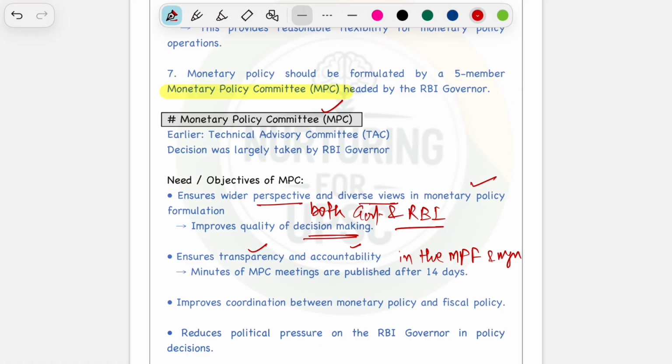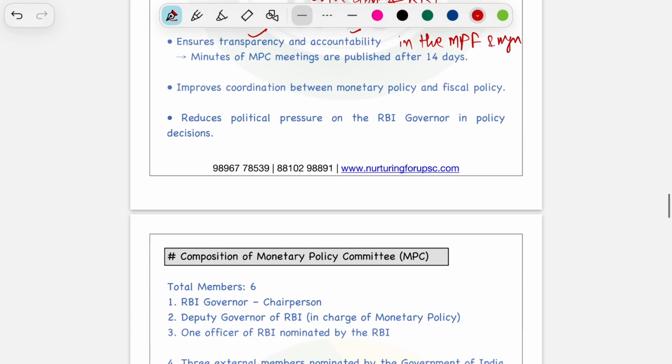Why? Because there is this monetary policy dilemma which we talked about in the last session, whereby the competing views of growth versus inflation were there. RBI wants to curtail inflation, whereas at the same time the government wants to push for growth. So diverse perspectives become quite progressive to have in the structural framework. It also reduces pressure on the RBI governor in policy decisions. Why?